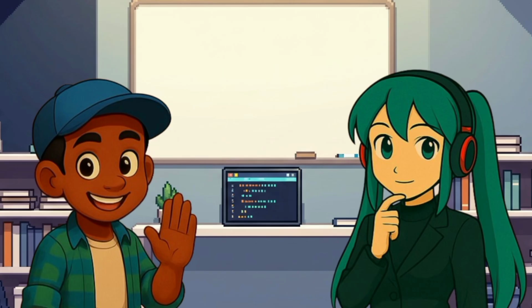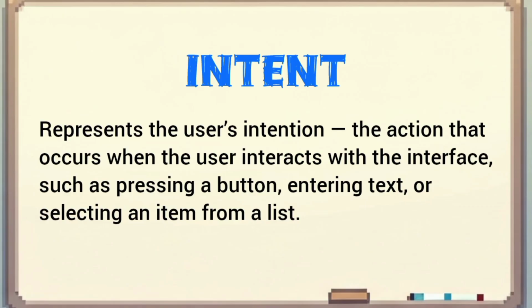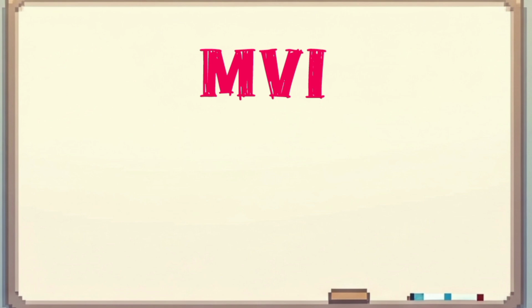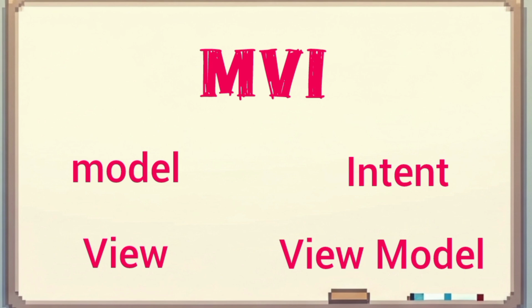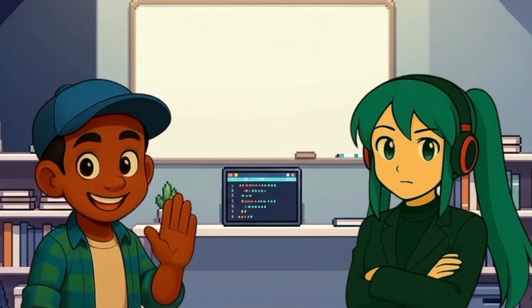The most important distinction: the intent in MVI. An intent represents the user's intention, the action that occurs when the user interacts with the interface, such as pressing a button, entering text, or selecting an item from a list. In the MVI pattern, every user event or intent is sent to the view model, which then responds by producing a new state, a new representation of how the UI should look. Yes, MVI includes a model, a view, an intent, and a view model, but its view model works differently from the one in MVVM. So what is the view model in MVVM?